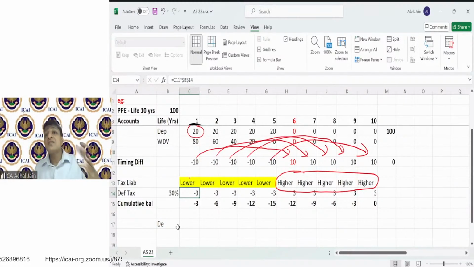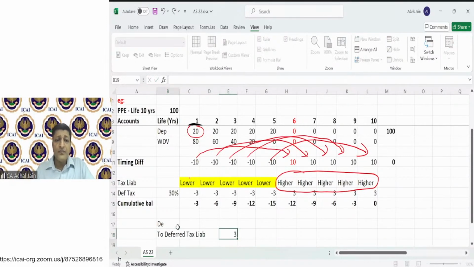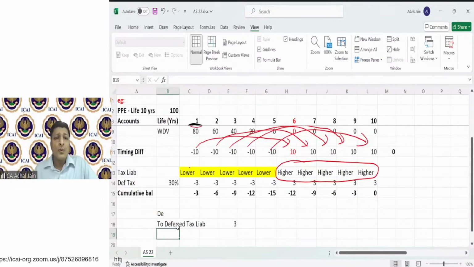So this rupees 3 is what? It's the tax outgo which is going to happen in future years. From a tax perspective, this rupees 3 will be required to be paid by the company in future years. So if the company will be required to pay in future years, what does it become? Liability. Yes or no? Liability. So what will be the accounting entry? The company will say to deferred tax liability 3.